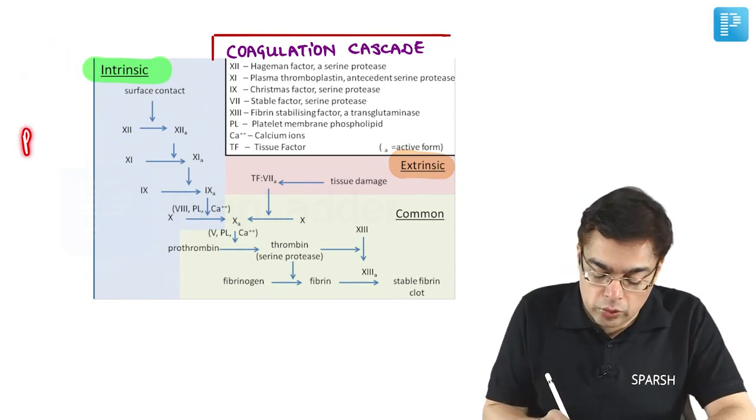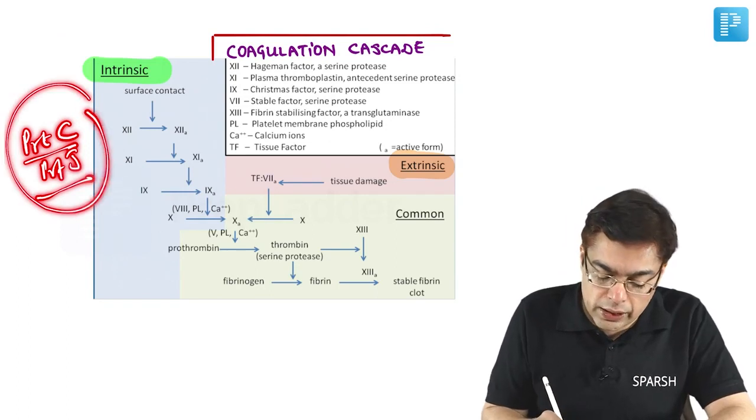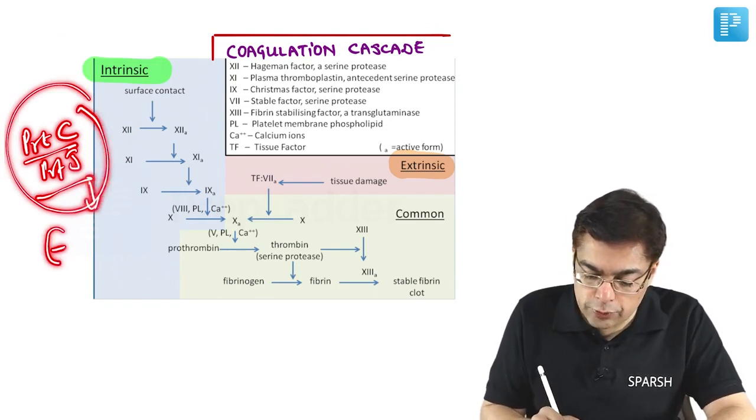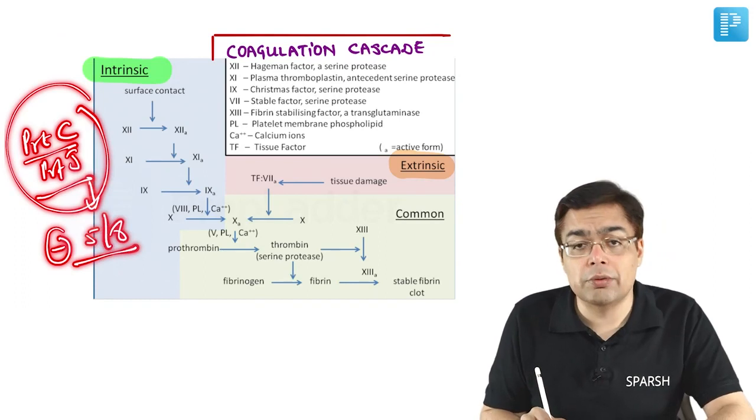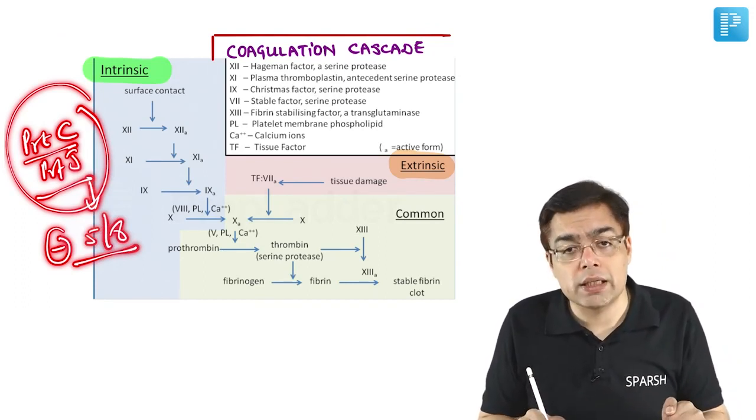We also need to be familiar with the role that is being played by protein C and protein S. Protein C and protein S are examples of molecules which are responsible for inhibiting factor 5 and factor 8, because they inhibit factor 5 and factor 8. So you can understand that protein C and protein S are examples of anti-clotting proteins.